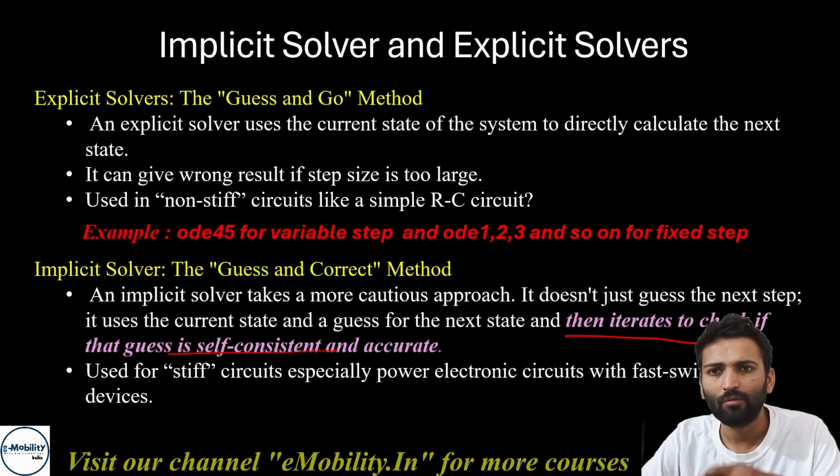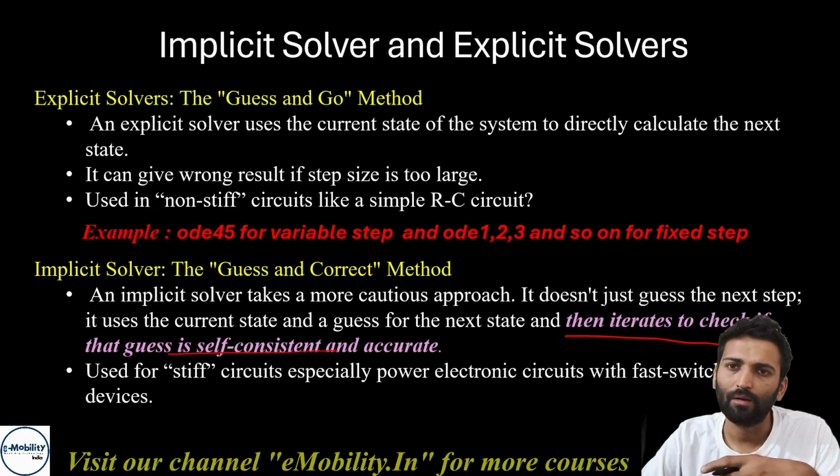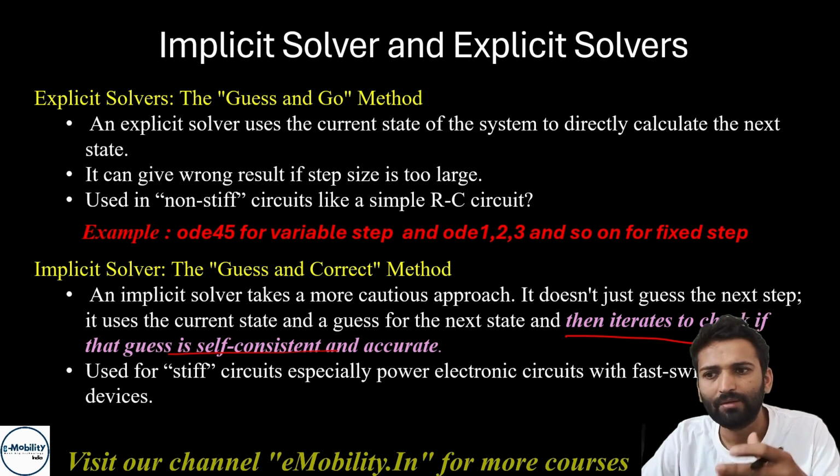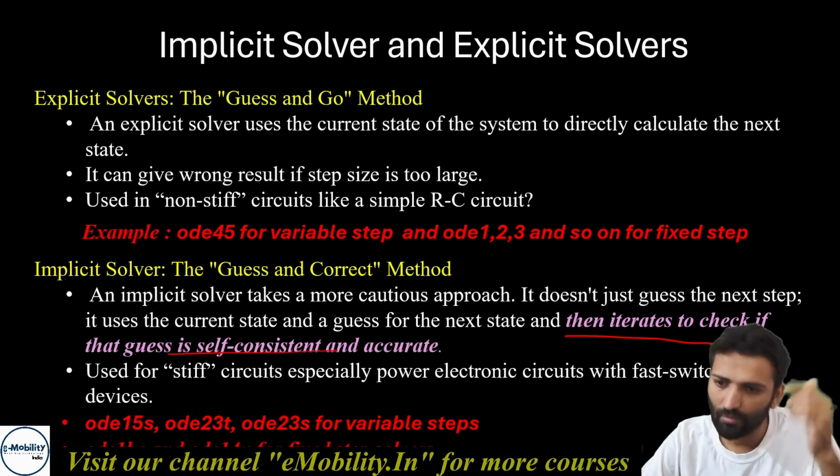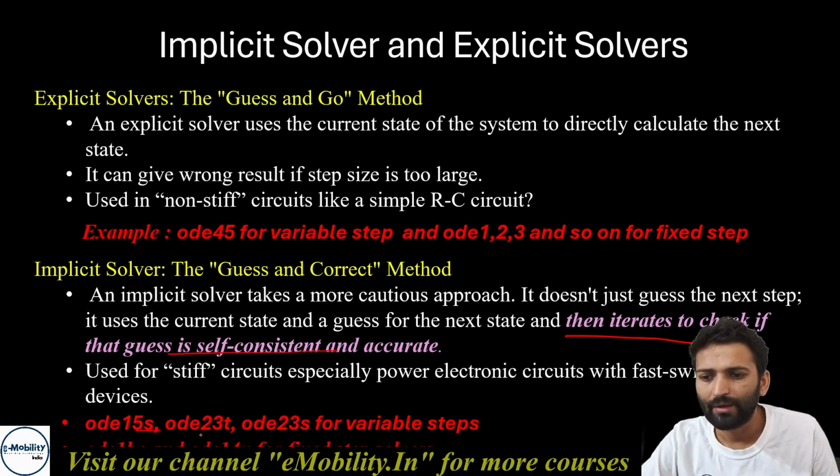In an implicit solver, when you are moving down the hill, you will be looking back and taking a guess, okay, this is the right path and the trajectory looks good. So this is the basic difference between implicit and explicit solvers. Examples of implicit solvers are ODE15S, ODE23S, ODE23T for variable step, and ODE1BE and ODE14x for fixed step.